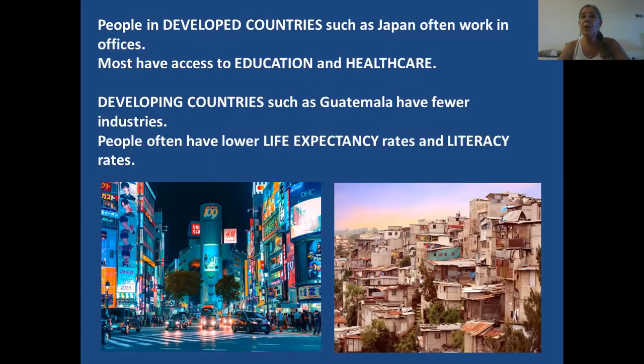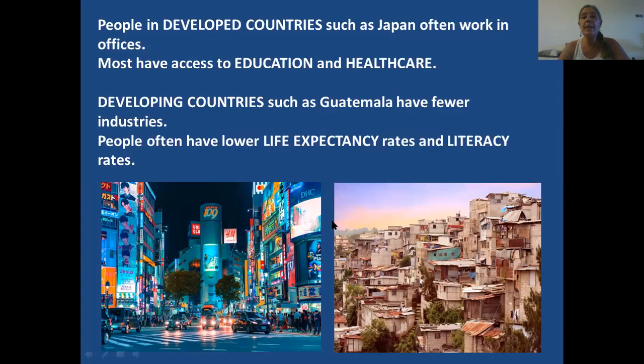People in developed countries, such as Japan, often work in offices. They mostly have access to education and healthcare. On the other hand, in developing countries such as Guatemala, they have fewer industries, and people often have lower life expectancy rates and literacy rates.